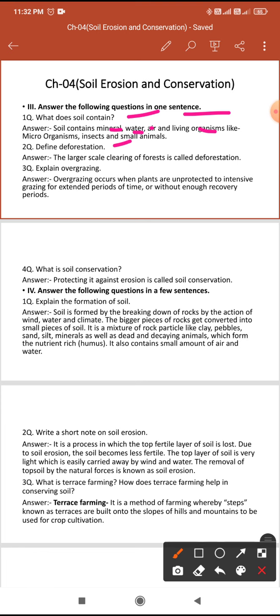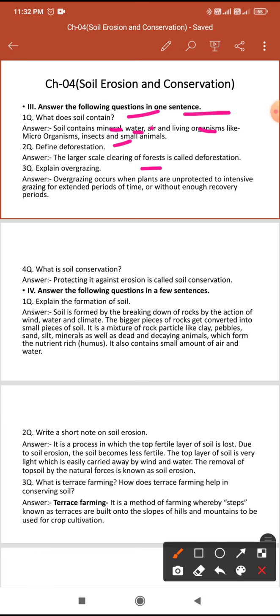The next question is, define deforestation. Okay, there are three terms that you have to read: deforestation, afforestation, reforestation. So first, what is deforestation? Felling of trees in large numbers from a forest, or you can say the large clearing of forest, is called deforestation.